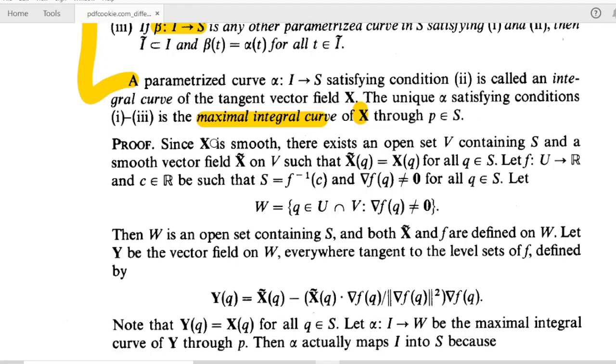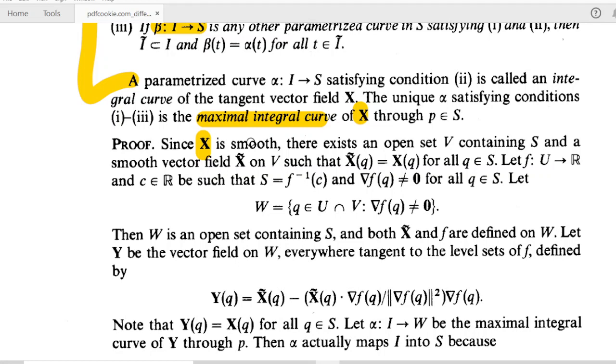Since X bar is smooth, there exists an open set V containing S and a smooth vector field X tilde on V such that X tilde of Q equals X bar of Q for all Q belonging to S. So we know capital X bar is smooth.